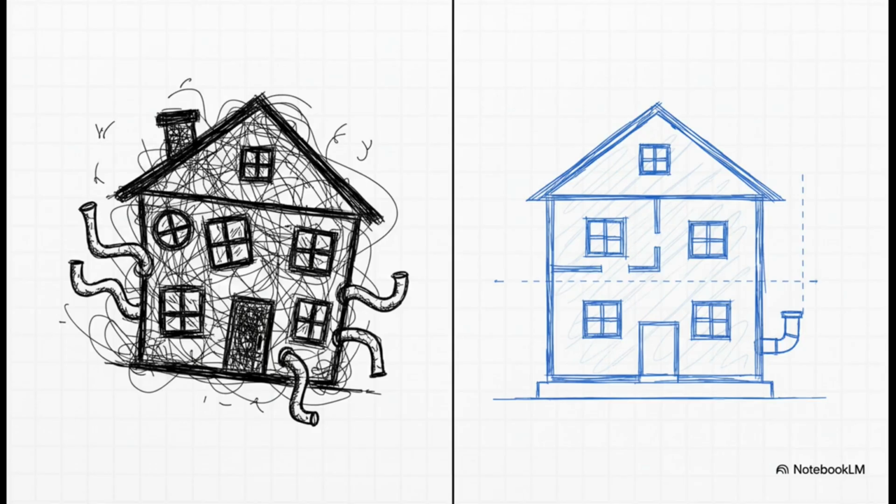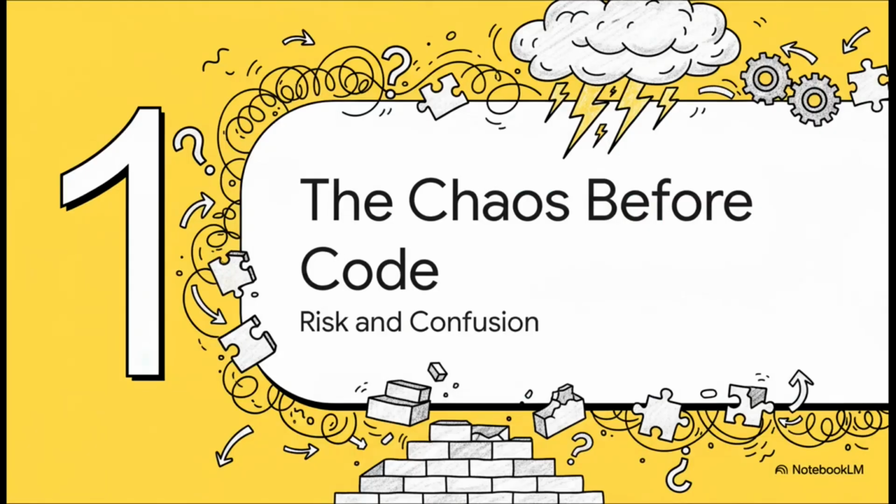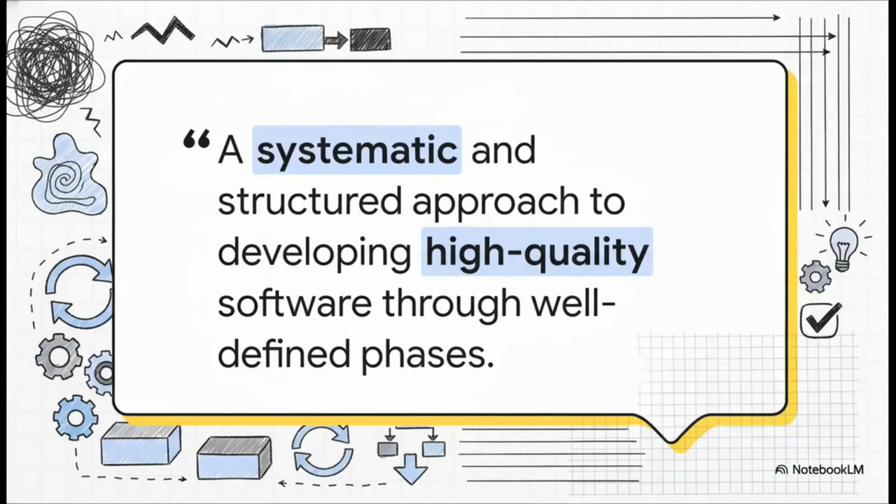It's like trying to build a house with no blueprint. You'd end up with pipes that go nowhere, walls that don't line up, a total disaster. And the software world, it's exactly the same. And that initial mess, that confusion, that's what we call the chaos before the code. It's that dangerous place where amazing ideas go to die, usually because there's no structure, no clear goals, nobody's on the same page. So to combat that chaos, the industry created the SDLC.